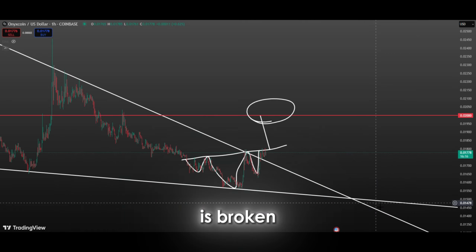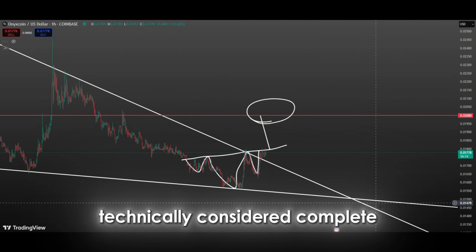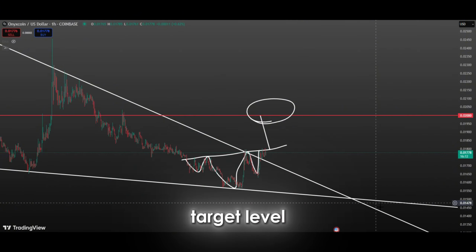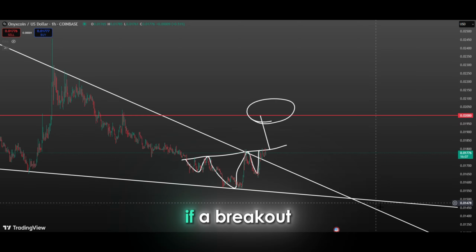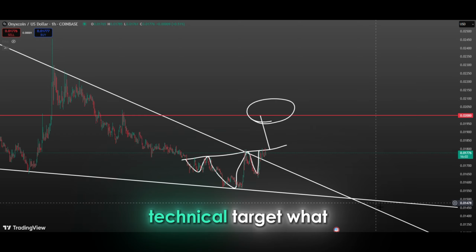Once this line is broken, the pattern is technically considered complete, and an upward move toward the target level is expected to begin. Currently, the price is moving very close to this neckline. If a breakout occurs at this level, a new wave of buying could begin, and the price may quickly move toward the projected technical target.